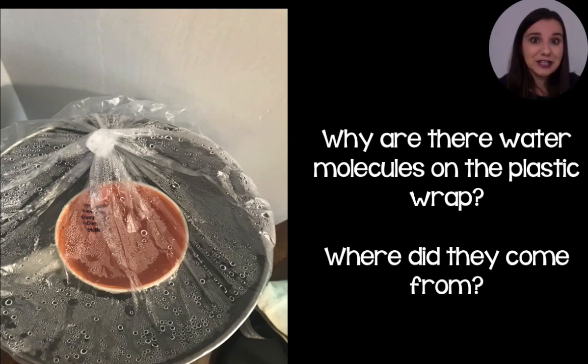Okay, here's the finished product for mine. Why are there water molecules on the plastic wrap? Those aren't on the outside, those are on the inside. And where did that water come from? I know I didn't spill it. So the mist that forms on the plastic bag is actually water from your ocean. That's the water that's at the bottom of the bowl.